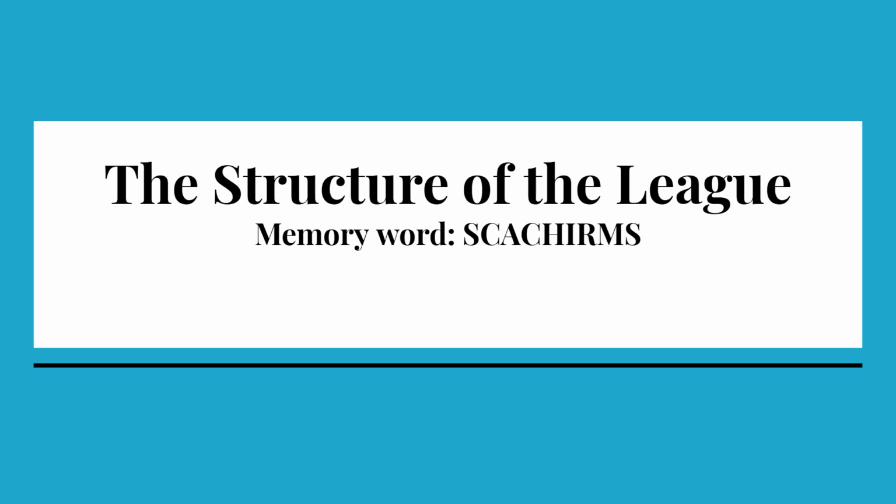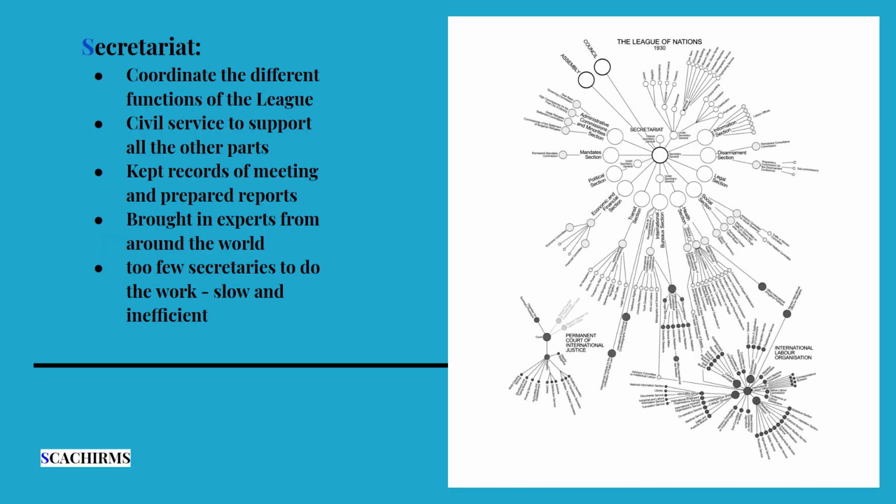Okay, now we've got the structure of the League of Nations. We have another memory word, SACRAMS, or however you want to pronounce that, just to kind of keep in order what it all is. So the first thing we will discuss is the secretariat.